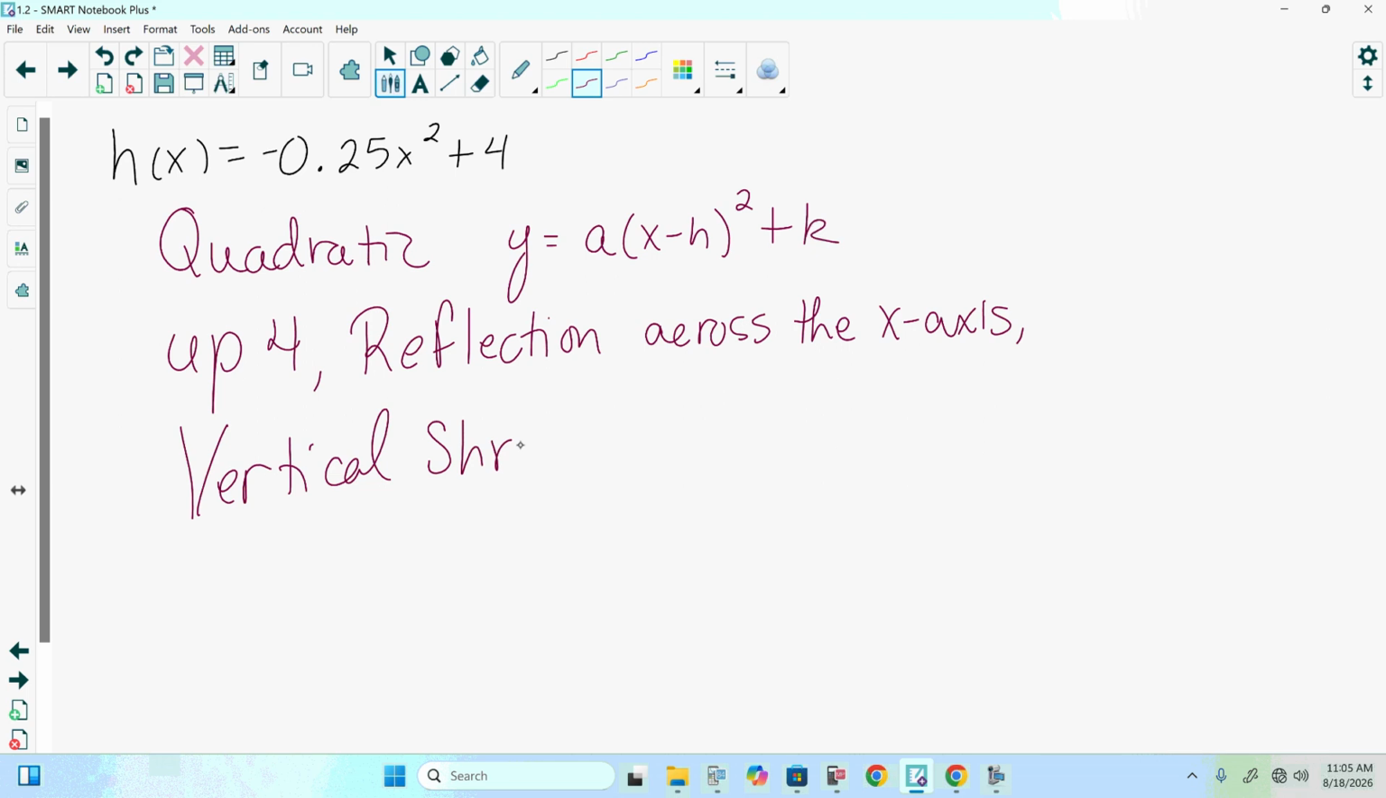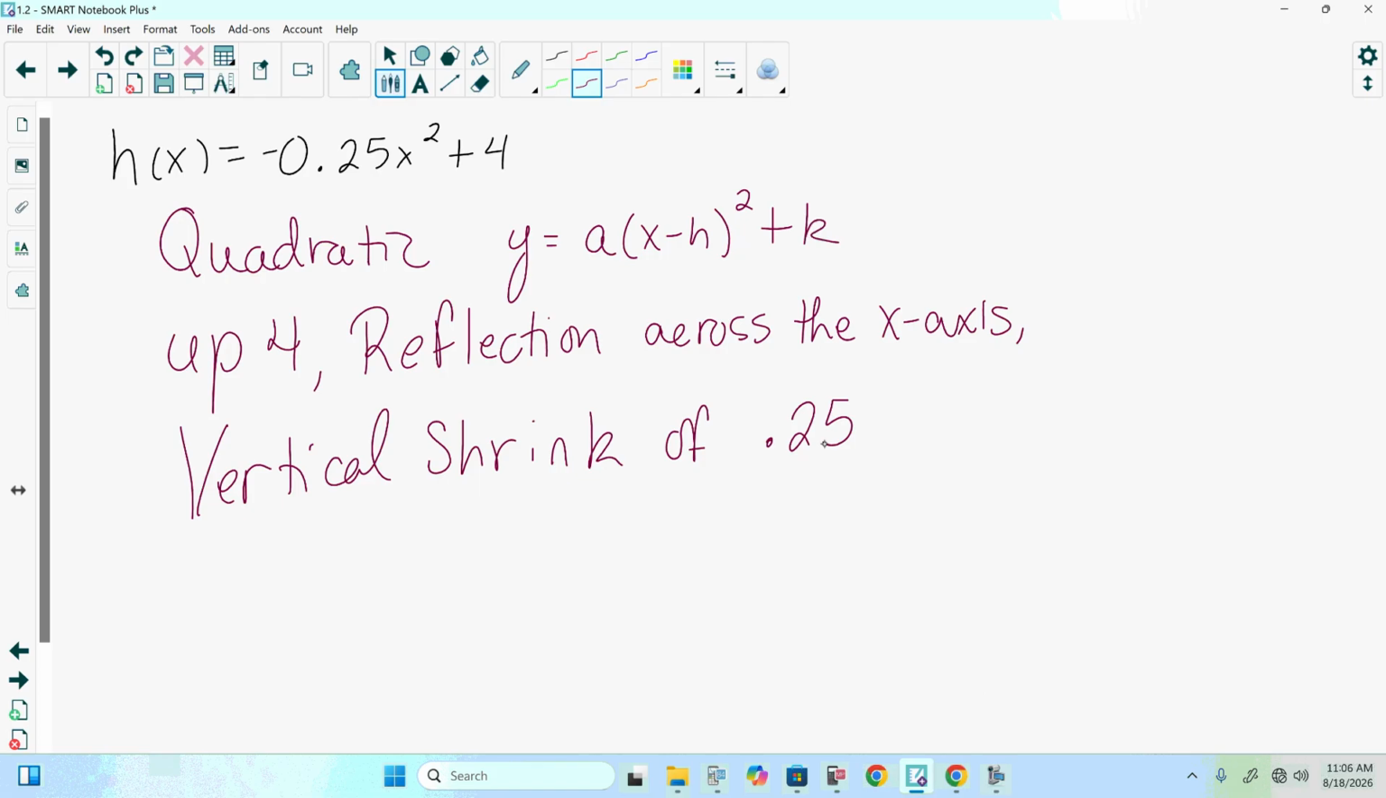And it would indeed be a vertical shrink because our value of a, not the negative, just the number is 0.25. 0.25 is between 0 and 1. So it would be a vertical shrink of 0.25.